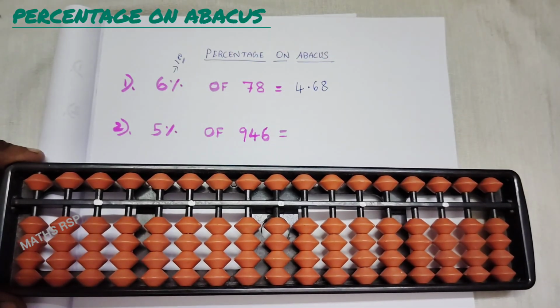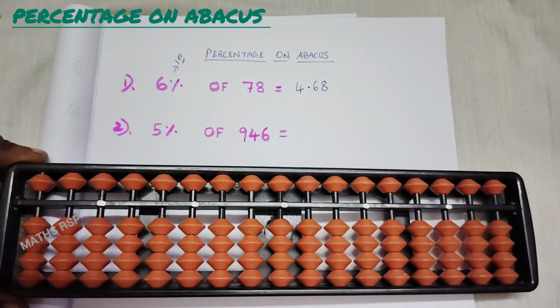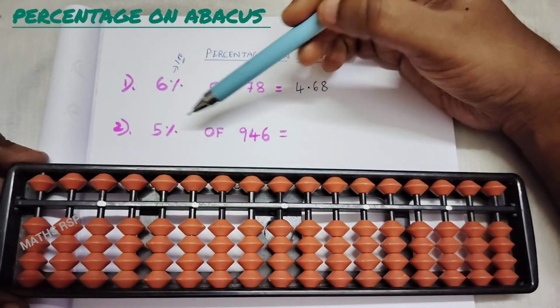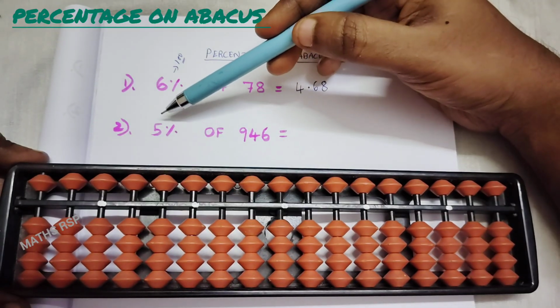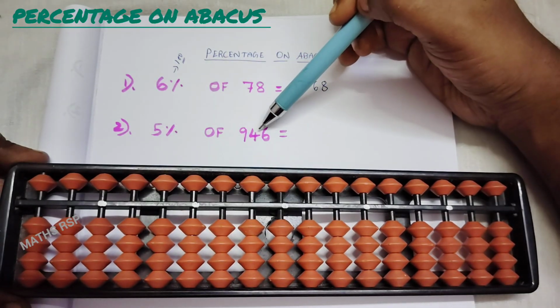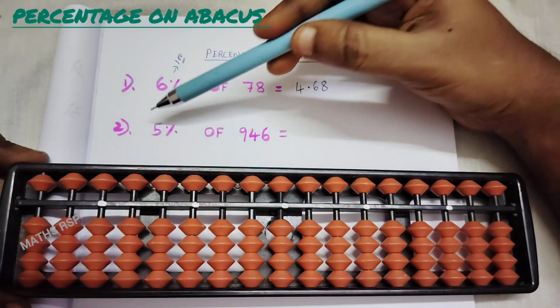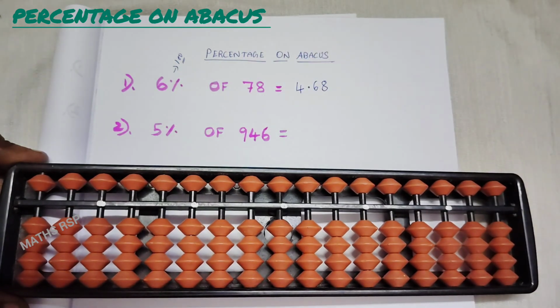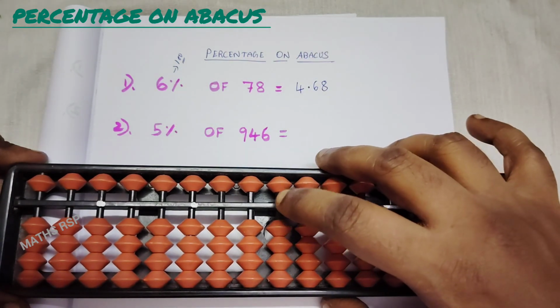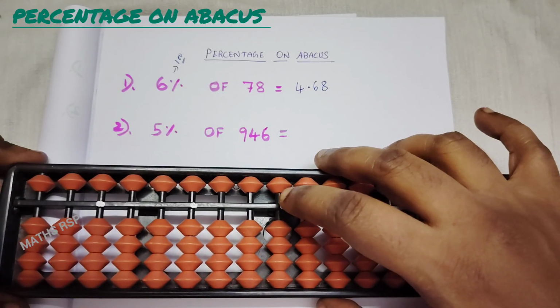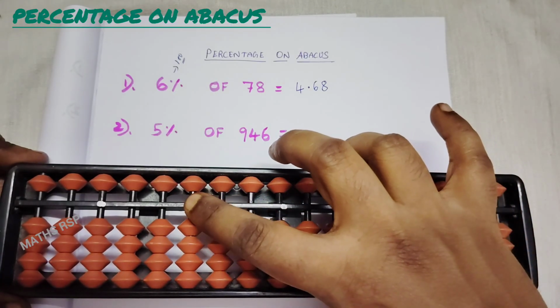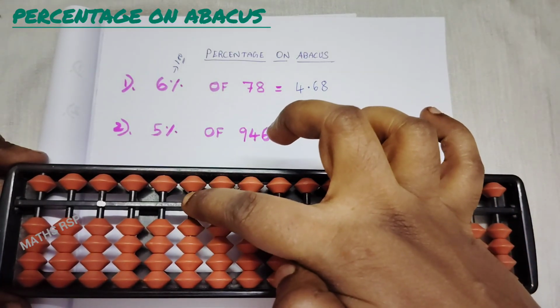5% of 946. First step, we need to choose the rods, right? See, in the second question, totally 4 numbers are there. 5 is one number, 9 is one number, 4 is one number, 6 is one number. So, totally 4 numbers are there, right? So, from ones place, we need to count 4 rods. 1, 2, 3, 4. So, this is the 4th rod, thousands rod, okay?